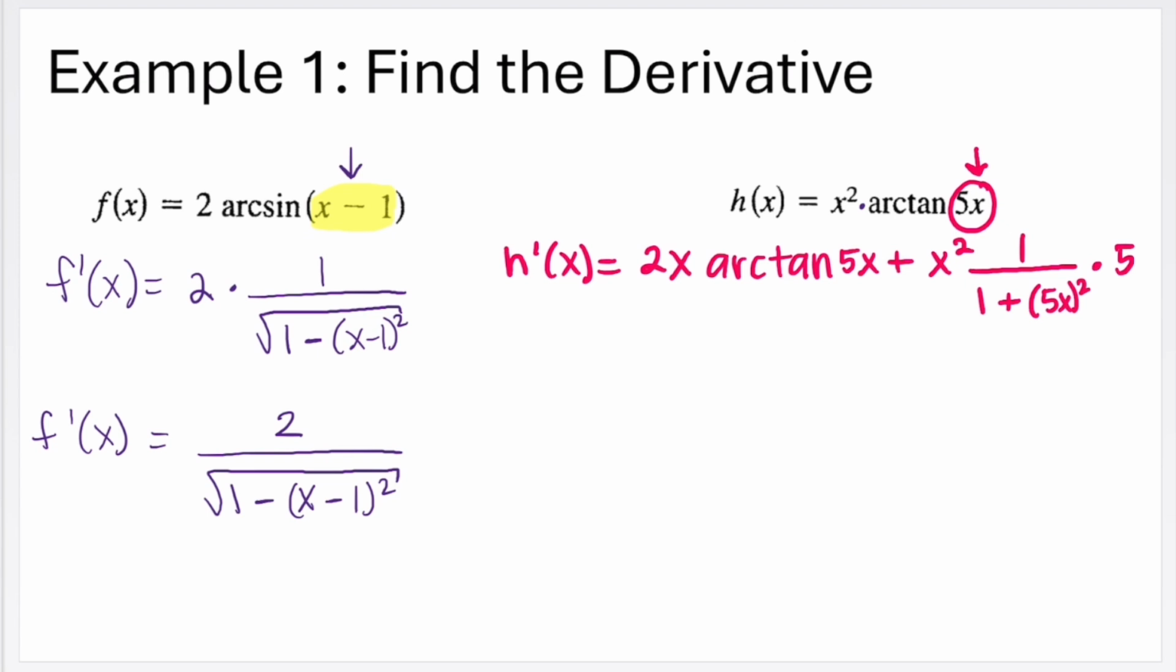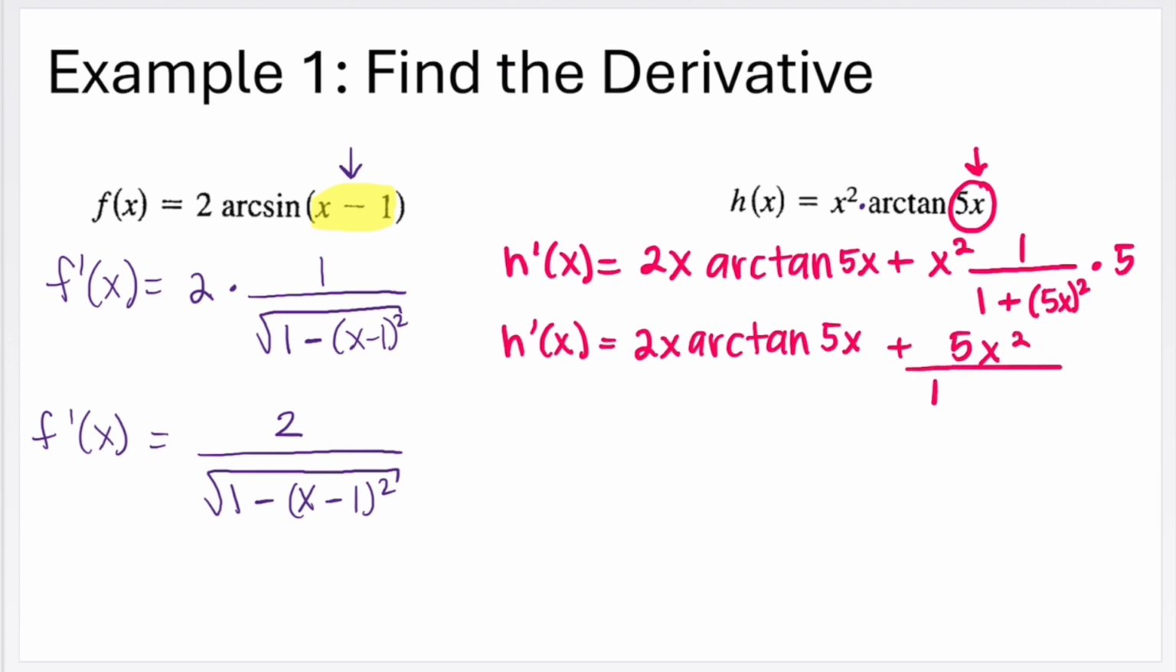Okay, so now I'm going to try to clean this up a little bit. So I'll have 2x arc tangent of 5x. So I'm going to go ahead and bring the 5 and the x squared on the top of that fraction. So I'm going to have 5x squared over 1 plus, and I'm going to go ahead and square 5x because that's pretty easy. So I'm going to have 25x squared. Now you could get common denominators if you wanted to, but honestly it's not really going to help as far as canceling anything out. So I'm going to leave it just like this.